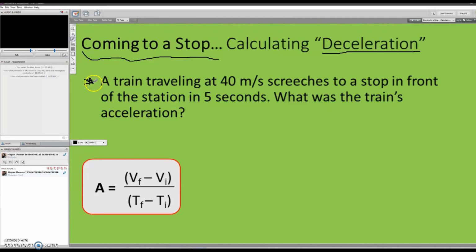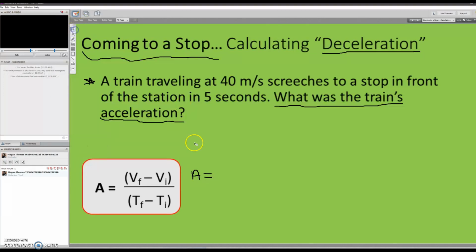Our example says, a train traveling at 40 meters per second screeches to a stop in front of the station in 5 seconds. What was the train's acceleration? So we are using our formula to find acceleration, and we know that because we are reading carefully that our last sentence in the problem asked us to find the train's acceleration. So that means we are going to set up with our acceleration formula we have here. I'm finding acceleration, so I'm going to leave this as A.